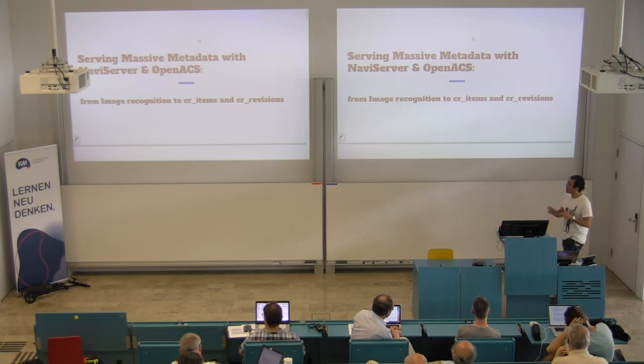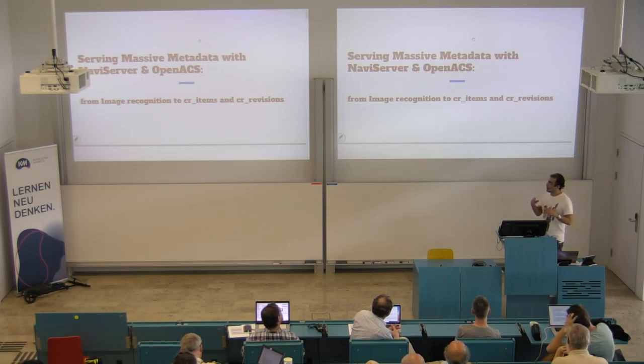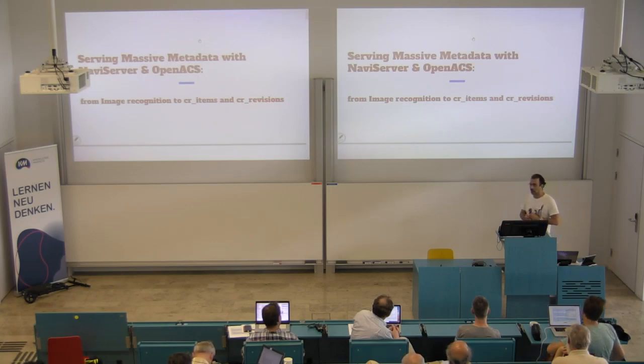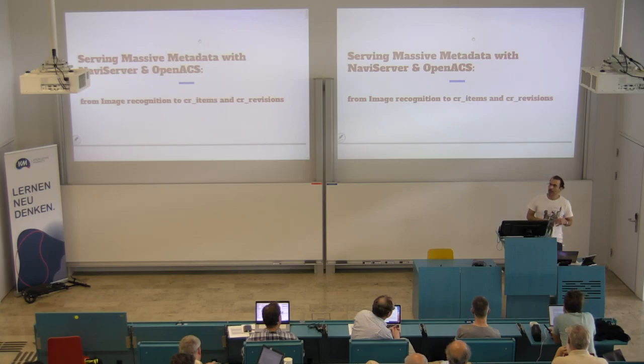So the underlying idea in this project was to plan and decide if we are going to use OpenACS and NaviServer in order to show demos in the startup that we were founding right before the pandemic. The startup was about biometrics and image recognition, which became a very good trend after the pandemic because of social distancing and if people were using masks and so on and so forth.